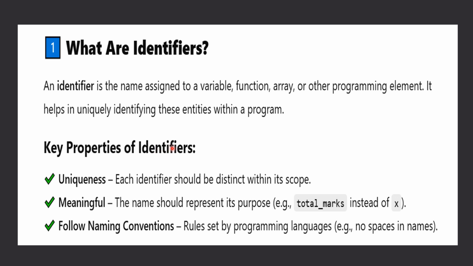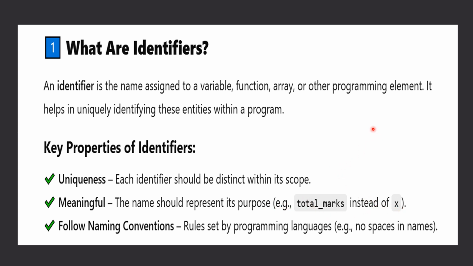Now, key properties of identifiers. They should be unique. Each identifier should be unique. You cannot keep the same name for a variable and a function. They must be different. They must be relevant, then meaningful. So relevance or meaningfulness is the same thing. The name should represent its purpose. For example, total marks instead of X.